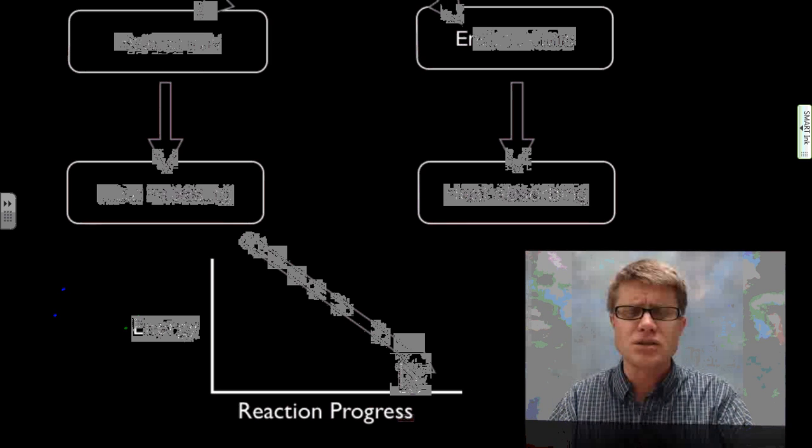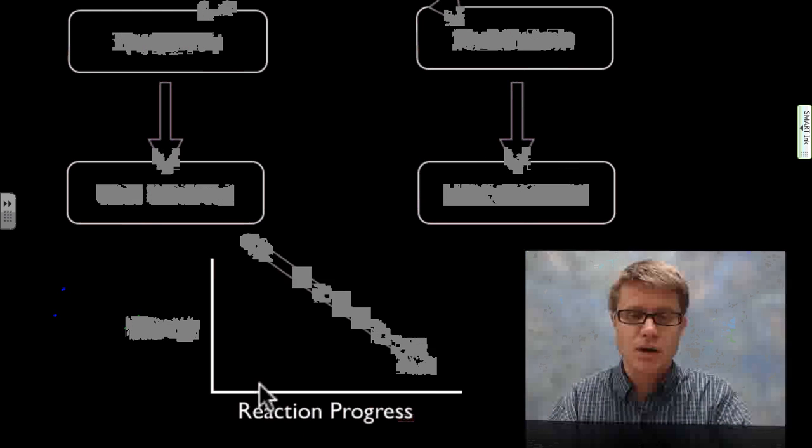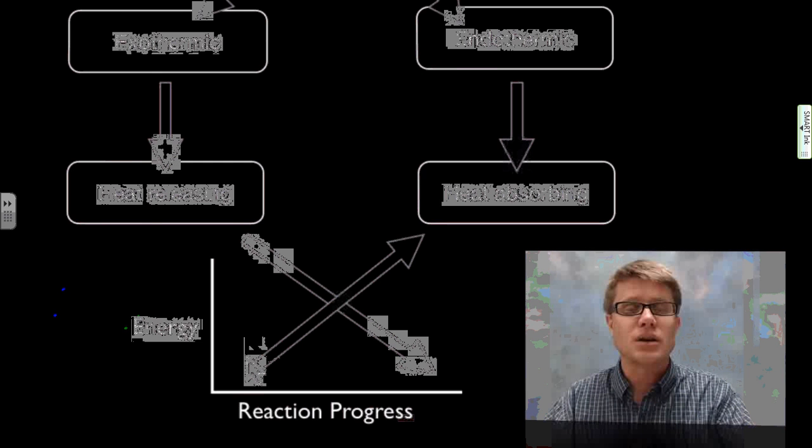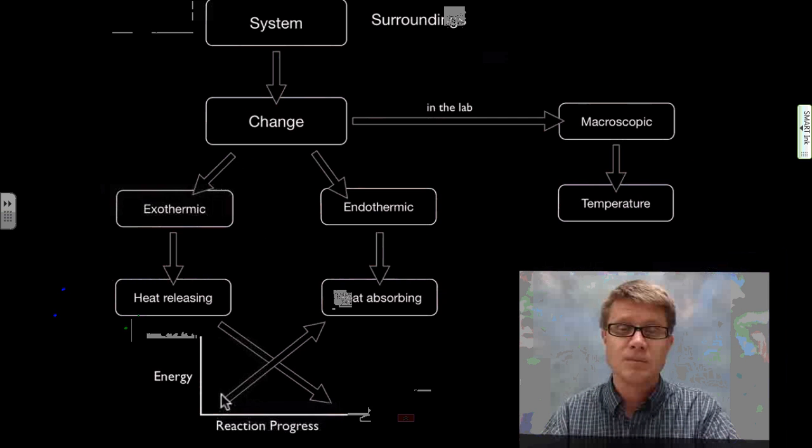Now, where is that energy going? Where is that heat going? It's going to the surroundings. And likewise, in an endothermic reaction, the reactants are actually going to have less energy than the products, and so they're consuming that energy. Let me give you an example of that.